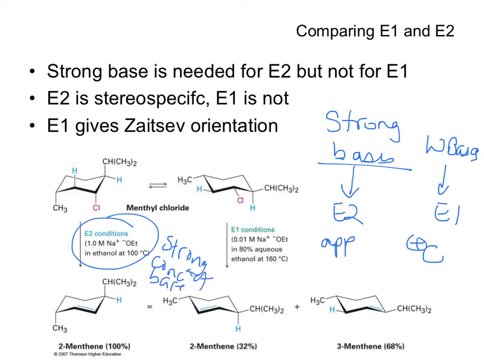So notice your leaving group is right over here, and here is your hydrogen. If you have a molar solution of ethoxide, which is a strong base, then you're seeking E2 elimination. The double bond ended up being in between here. It did not affect the isopropyl group.